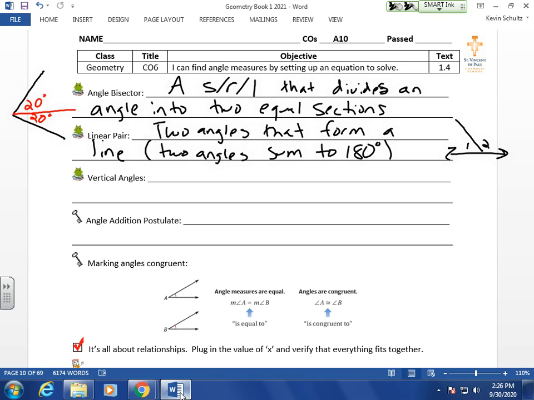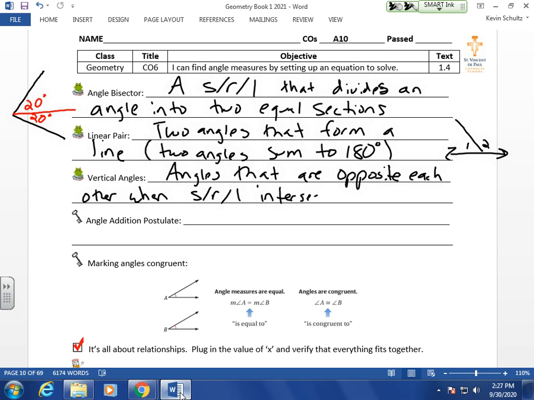And finally, vertical angles. Have you heard of vertical angles before? Heard of them, okay. Vertical angles are angles that are opposite each other when segments, rays, or lines intersect. Angles that are opposite each other when segments, rays, or lines intersect.